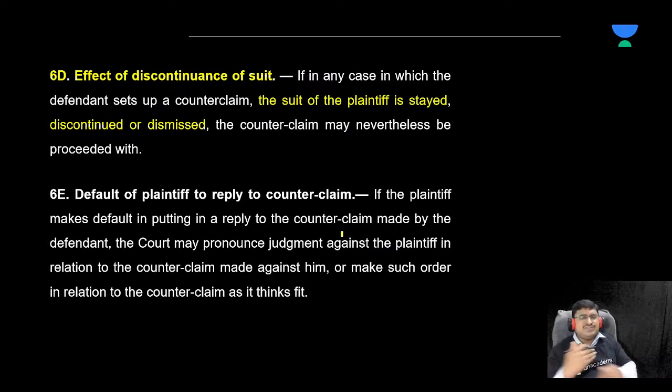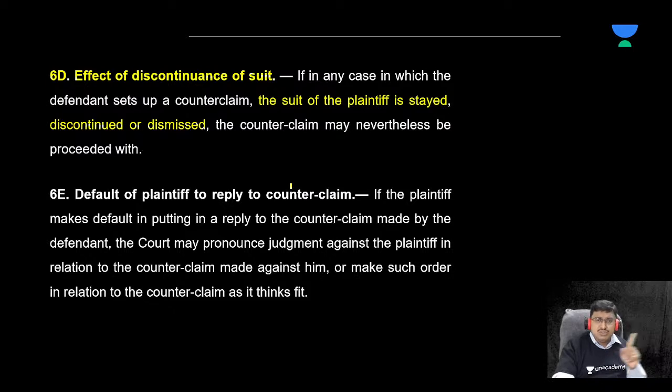Therefore, if the suit of the plaintiff is stayed, the court can proceed with the proceedings in the counterclaim, even though the plaintiff's suit is stayed by a stay order of the superior court. The proceedings in the counterclaim may be proceeded with without considering such stay order. Why? Because counterclaim is a separate suit. Under counterclaim, a separate court fee is also paid. It is a cross suit, friends. Therefore, no stay order in the suit of the plaintiff can stop the proceedings in counterclaim.